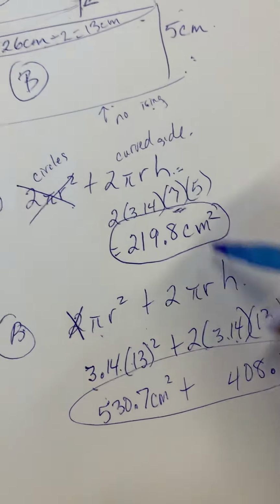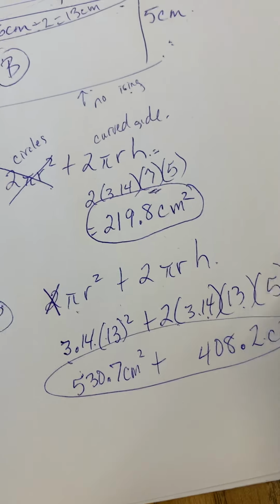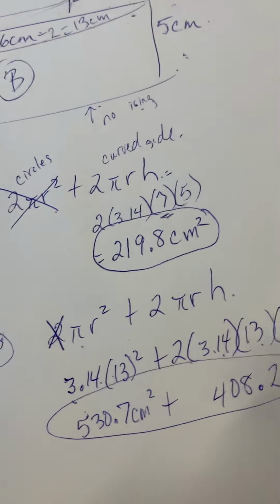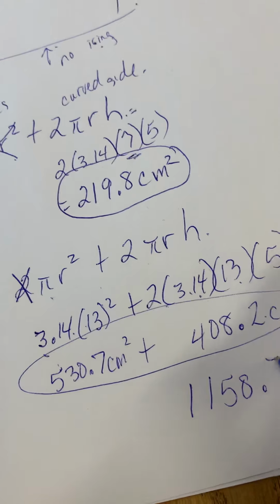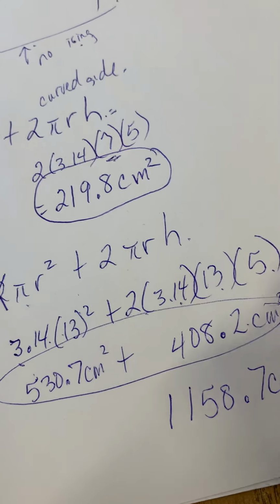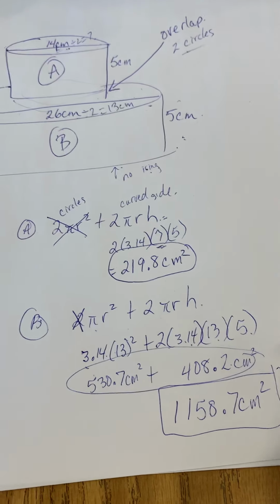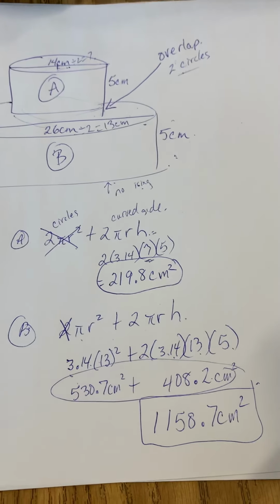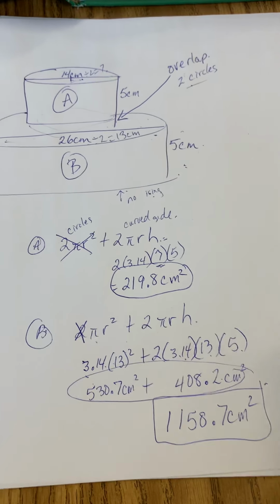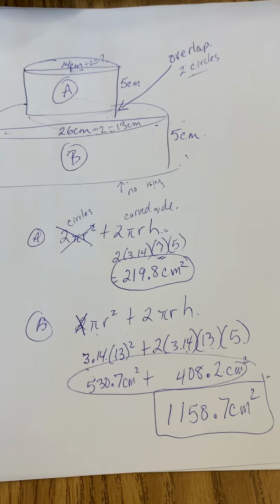Okay, clearly we're going to add all of these together to get total surface area. And when we do that, I got 1,158.7 centimeters squared, and that is my total surface area. Okay, so that's cylinders piled on top of each other. I'm going to shut this down, and I am going to show you another composite object made up of different shapes. All right, stay tuned.